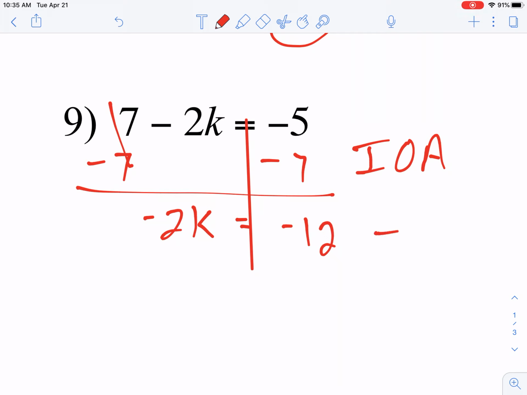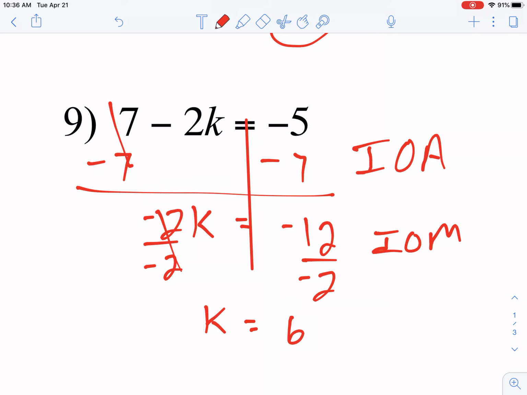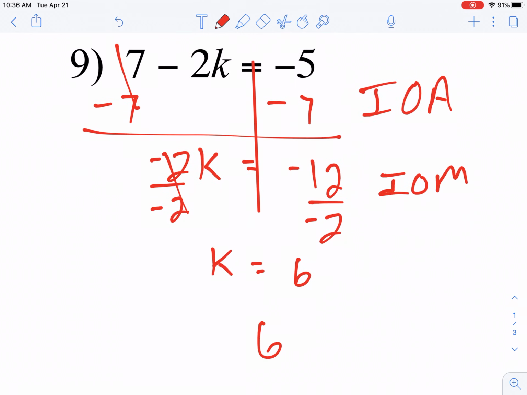Now we're left with doing the inverse of multiplication. So we're going to divide both sides by negative 2. K drops down because those cancel out. K is equal to negative 12 divided by negative 2. A negative divided by a negative is positive. 12 divided by 2 is 6. The only thing you'll enter into Canvas is the number 6.